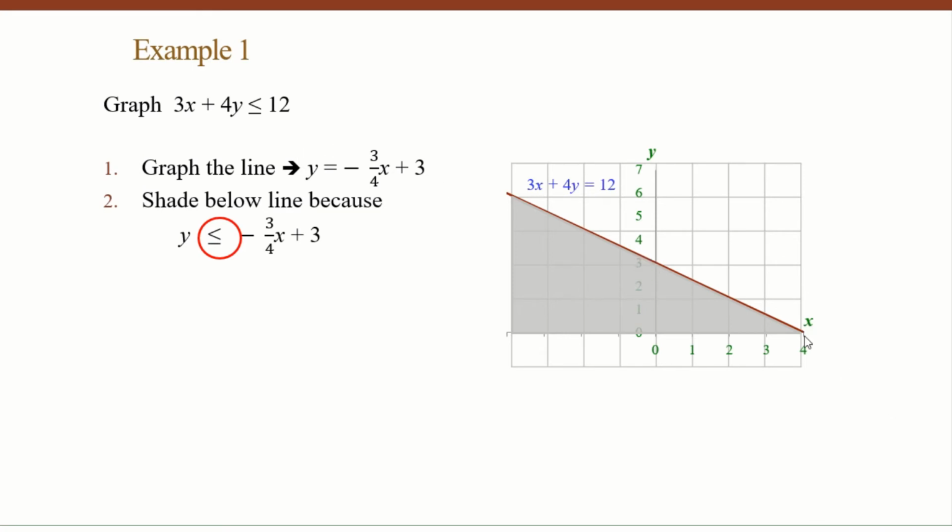Okay, how to find the x-intercept when y is 0? 4 times 0 is 0. So 3x equals 12, x is 4. Do you see that here? You draw the line through.